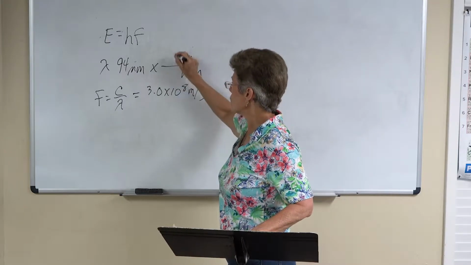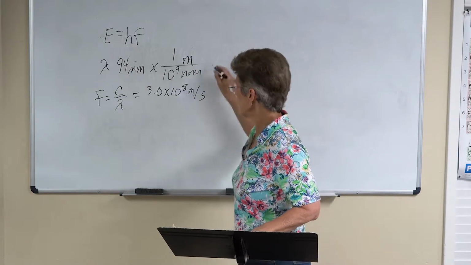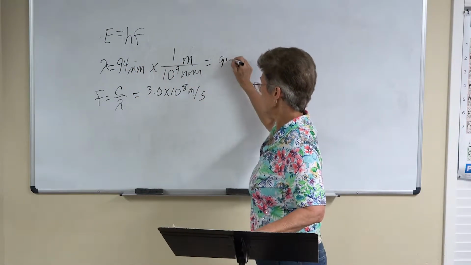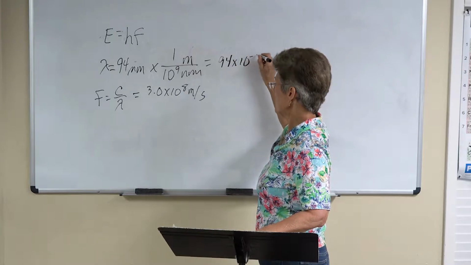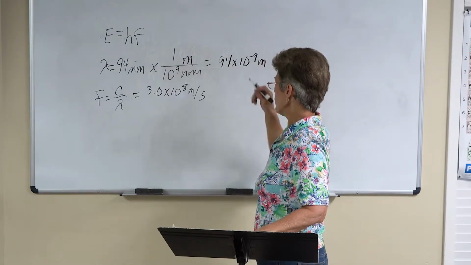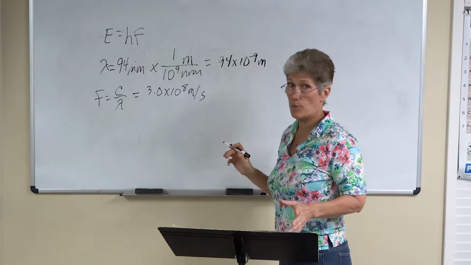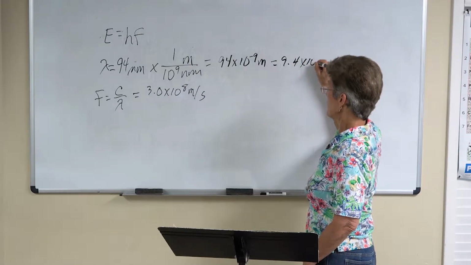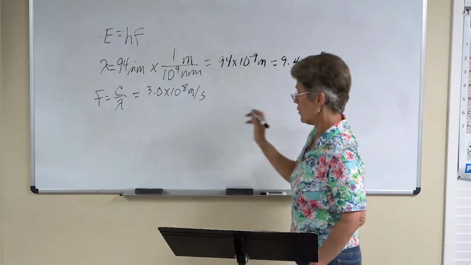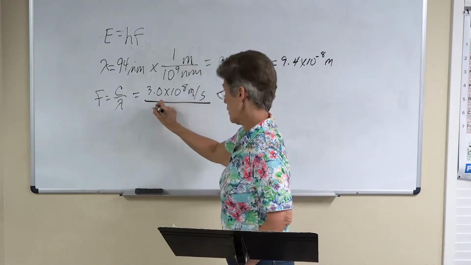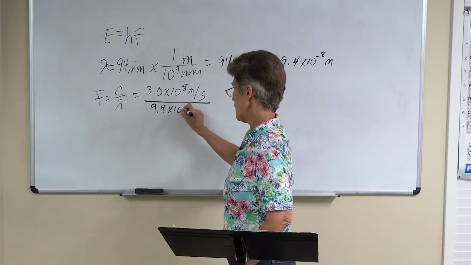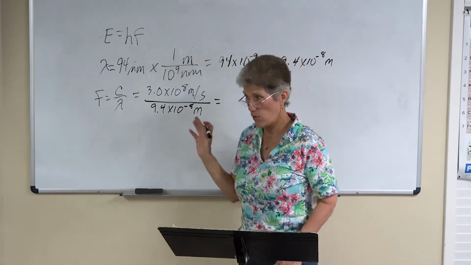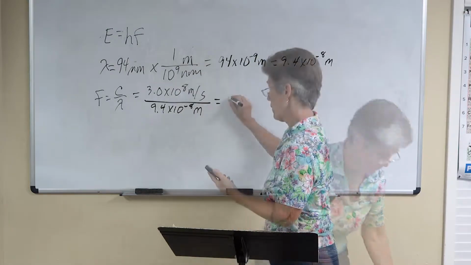And this is meters. One of these is 10 to the 9th of these. So that's going to give me 94 times 10 to the negative 9th meters. And if I wanted to do that in proper scientific notation, I would make that 9.4 times 10 to the negative 8th meters. So I'm going to put that in here: 9.4 times 10 to the negative 8th meters. Meters will cancel, and I'll be left with frequency.